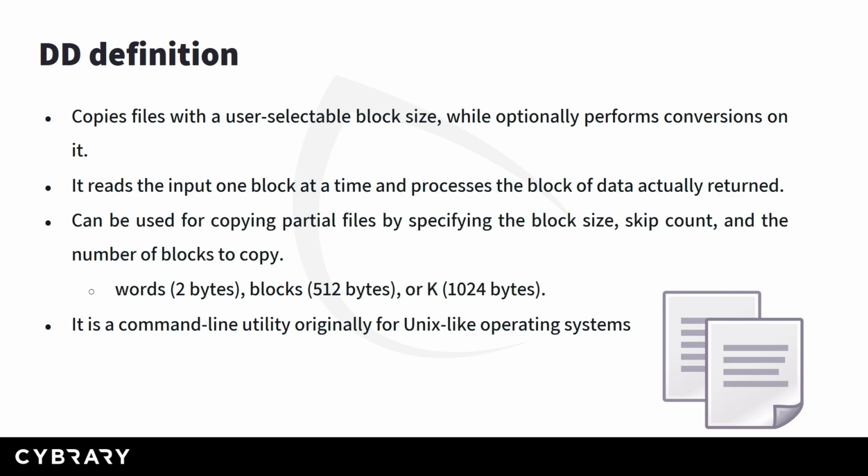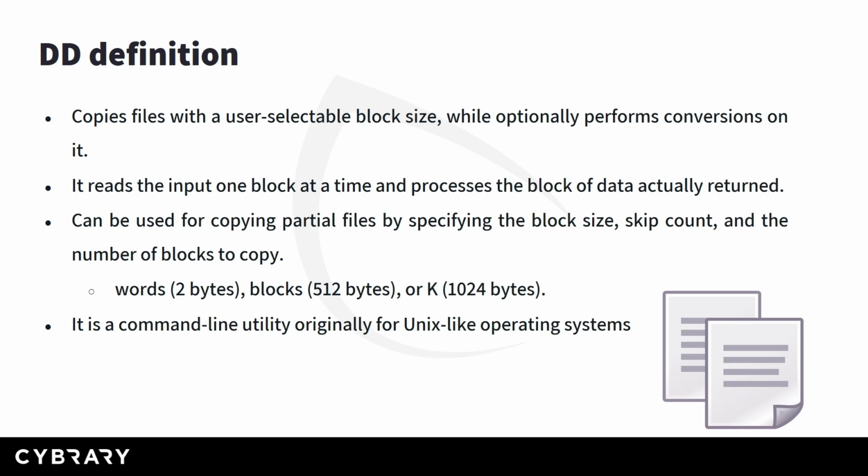You can use this command for copying partial files. You can specify the block size, skip count, and the number of blocks to copy. Sizes are in bytes by default. You can append the letters W, B, or K to the number to indicate words, which are 2 bytes, blocks, which are 512 bytes, or K, which is 1024 bytes. When DD is finished, it reports the number of full and partial blocks read and written.